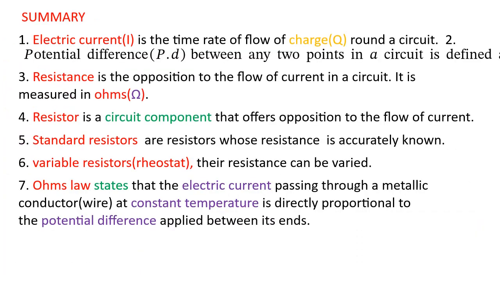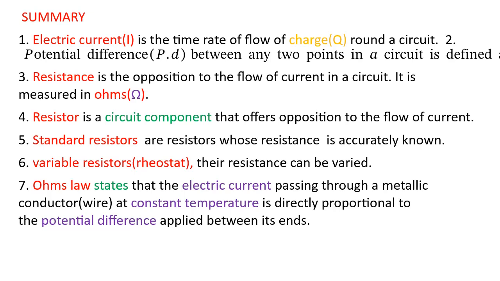In conclusion, electric current is the time rate of flow of charge around a circuit. I told you while I was teaching that the electric current is measured in ampere, and the instrument used for measuring the electric current is the ammeter. Note that an ammeter is usually connected in series in a circuit.